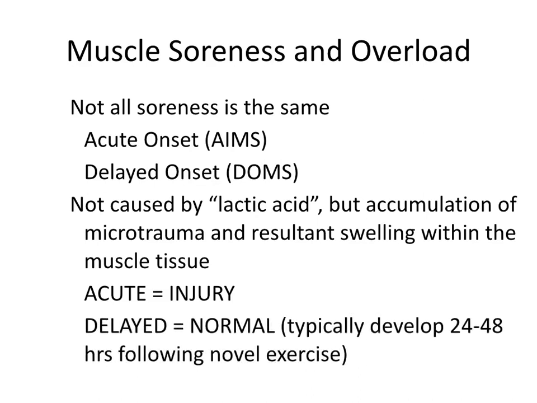AOMS, acute onset, occurs because there's too much what building up in the muscle? Heat. Acute onset muscle soreness, AOMS, starts to develop about 35 to 40 seconds within a strenuous muscle contraction, and remains for 2 to 3 hours following the strenuous contraction.